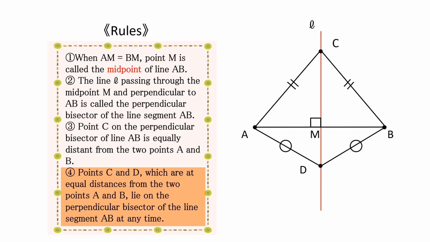Also, any point at equal distance from the 2 points A and B can be said to lie on the perpendicular bisector of line segment AB at any time. In this figure, points C and D are on the perpendicular bisector of line AB. That concludes our explanation of perpendicular bisectors.